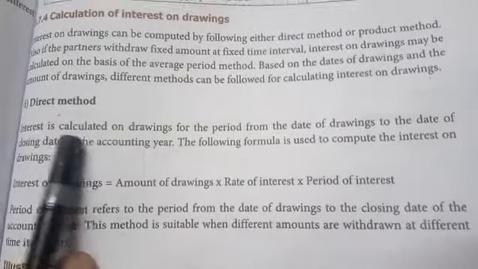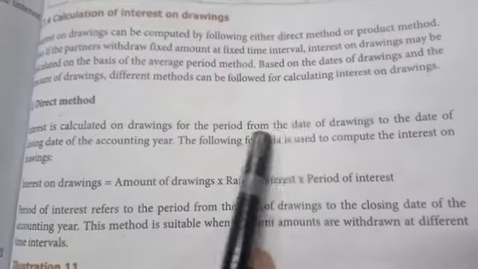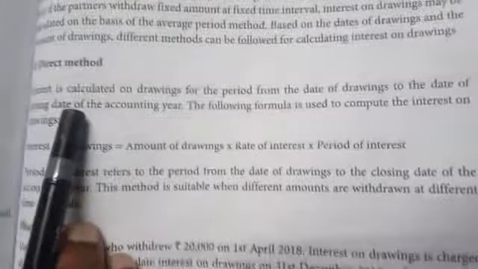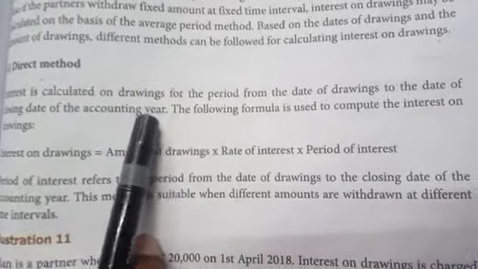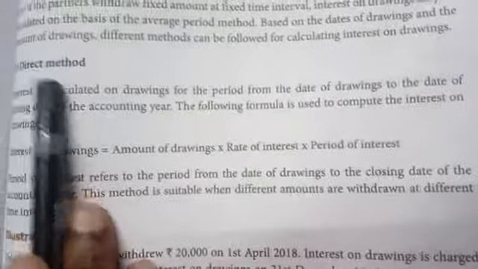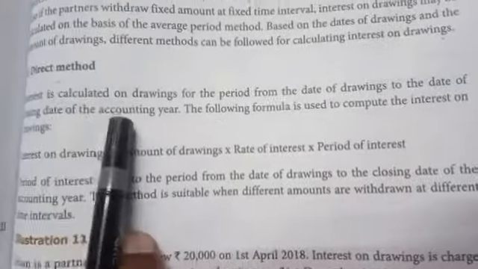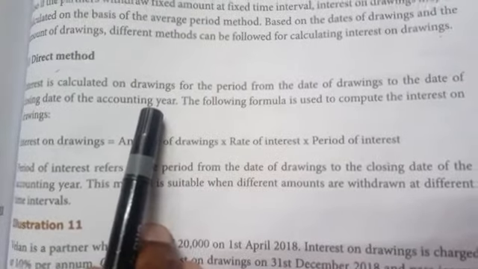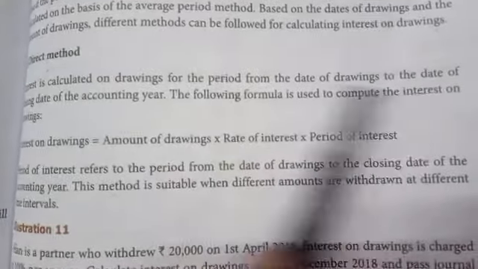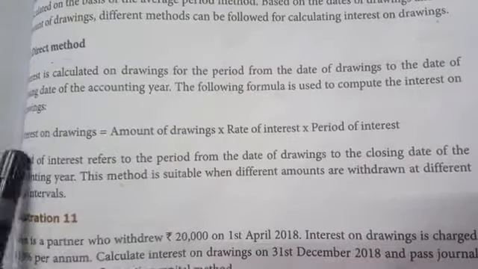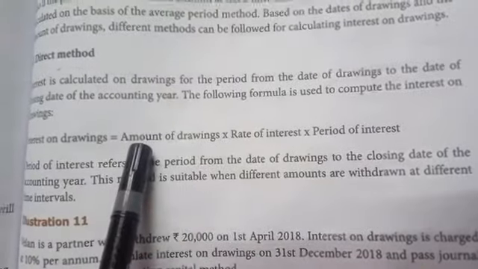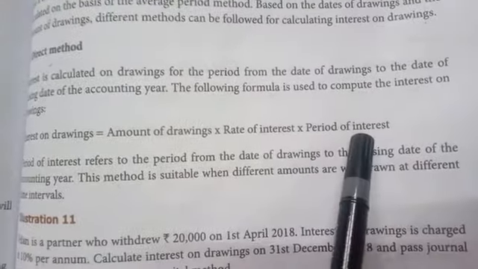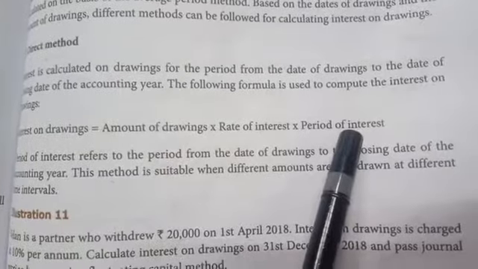Interest is calculated on drawings for the period from the date of drawings to the closing date of the accounting year. In this method, the date of drawings and the date of closing the year, these 2 points are considered. The following formula is used to compute the interest on drawings. Interest on drawings is equal to amount of drawings into rate of interest into period of interest. Period of interest means how many months.